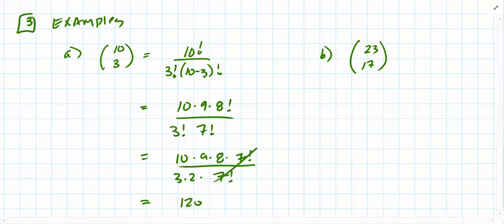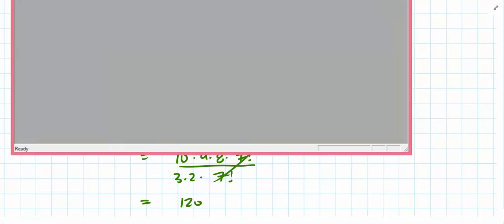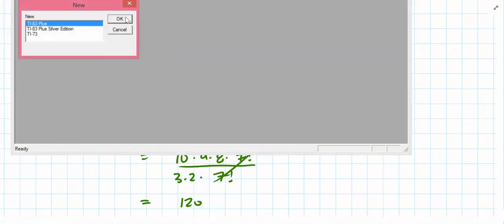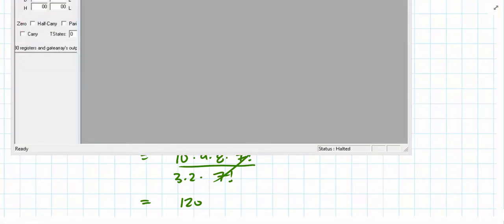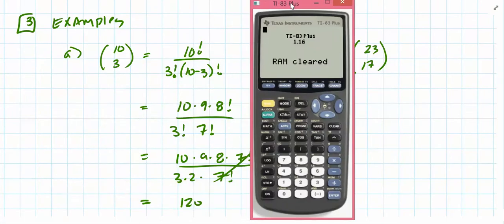So let me show you where this is on the calculator as well. So take your calculators out, if you haven't already done so. And let me show you where this button is for you guys to work on this. Okay, so 10 choose 3. Here we go. Turn your calculator on, hit 10. Then go to the math button.